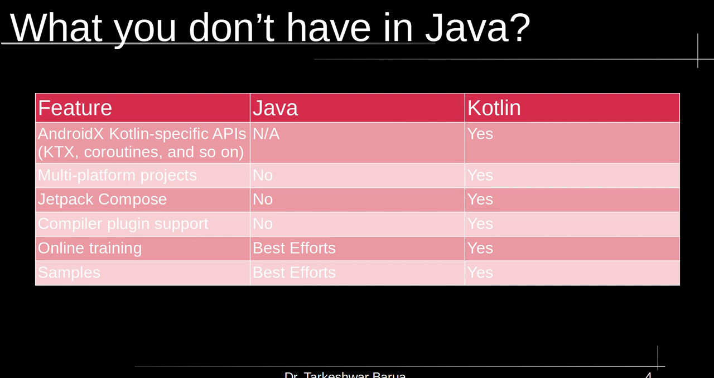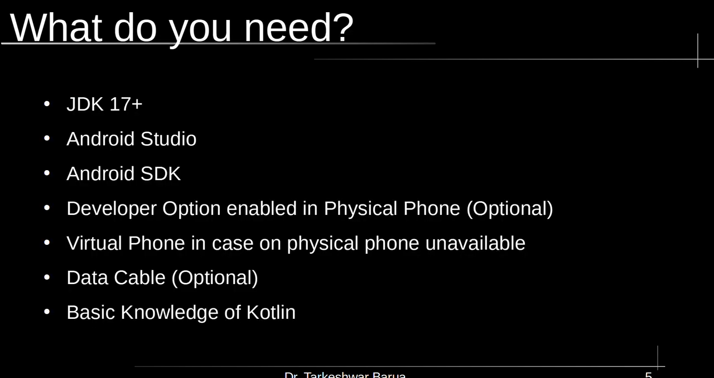So you can say Kotlin is better than Java. So what do you actually need? First, JDK 17 is the minimum requirement for Android development. And Android Studio. These you can all download from the internet free of cost.